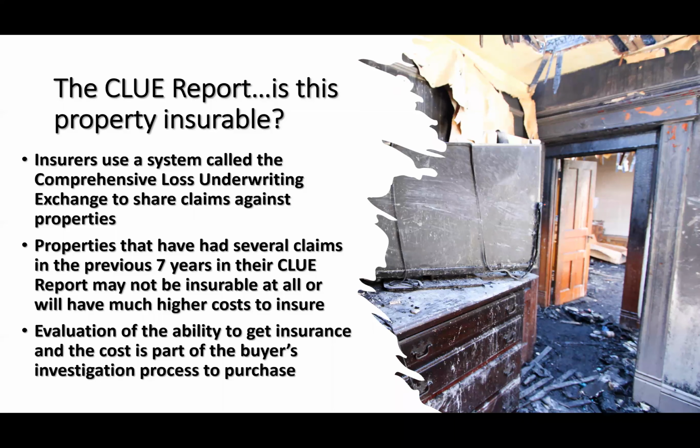Travis. Yes. So I see on the second bullet, it says that their clue report may not be insurable at all. It says properties that have several claims in the clue report may not be insurable. Right. So does that mean that there's a possibility that there would not be a way to get insurance on a piece of property at all? Correct. Yes. But they don't have to have insurance. They have to have insurance to do things like get loans on property.